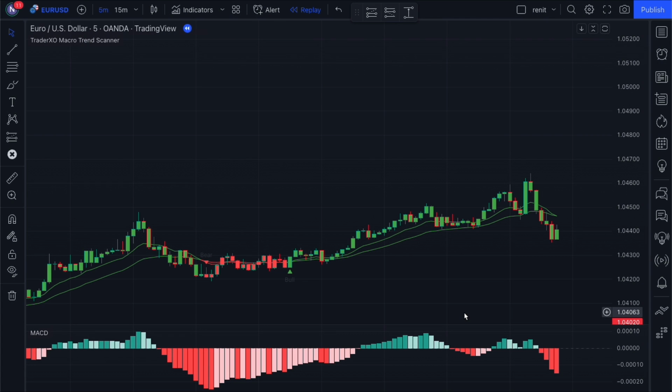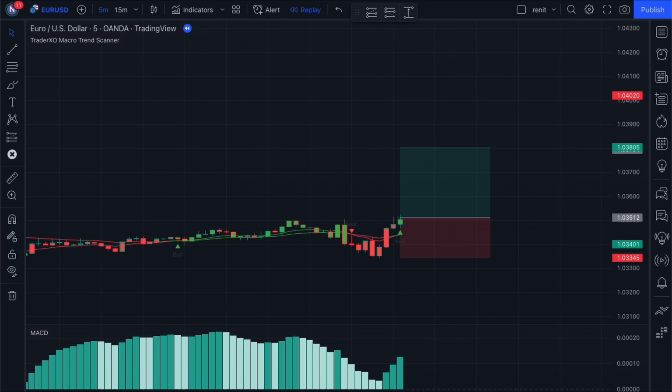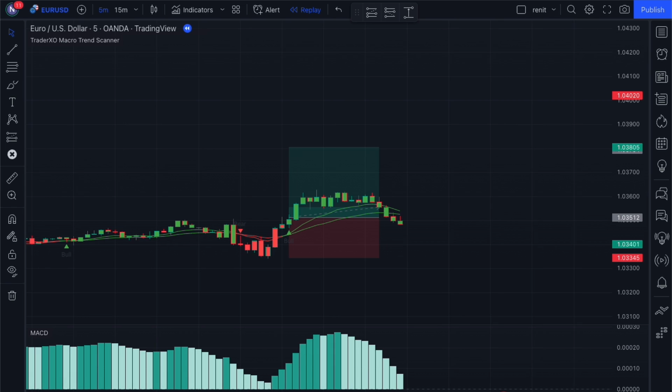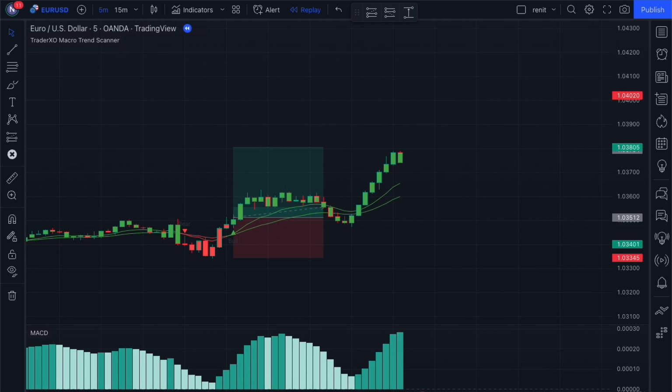Now I'm going to jump into the backtester for a couple of trading sessions to bring you the results. Now whilst I'm gathering these trades, I want to just quickly show you guys the backtester I use.